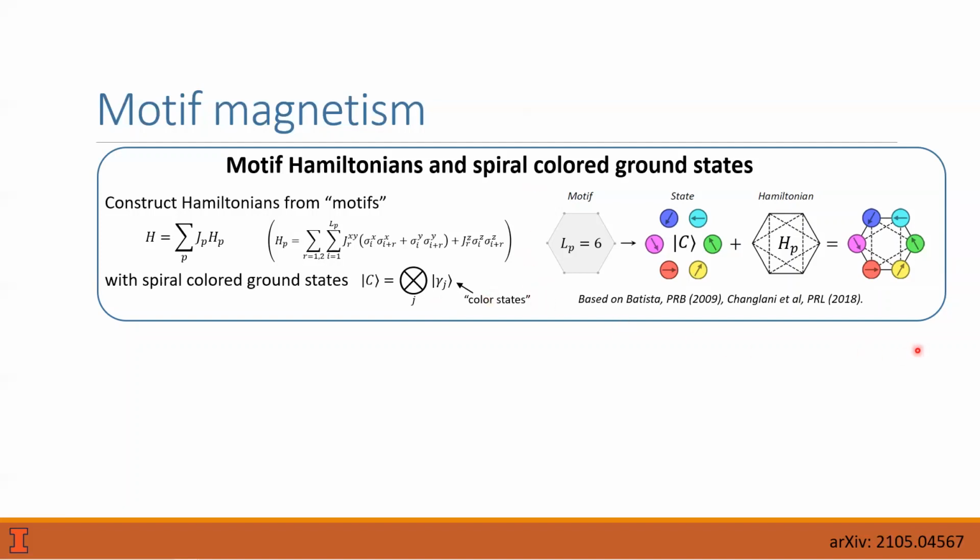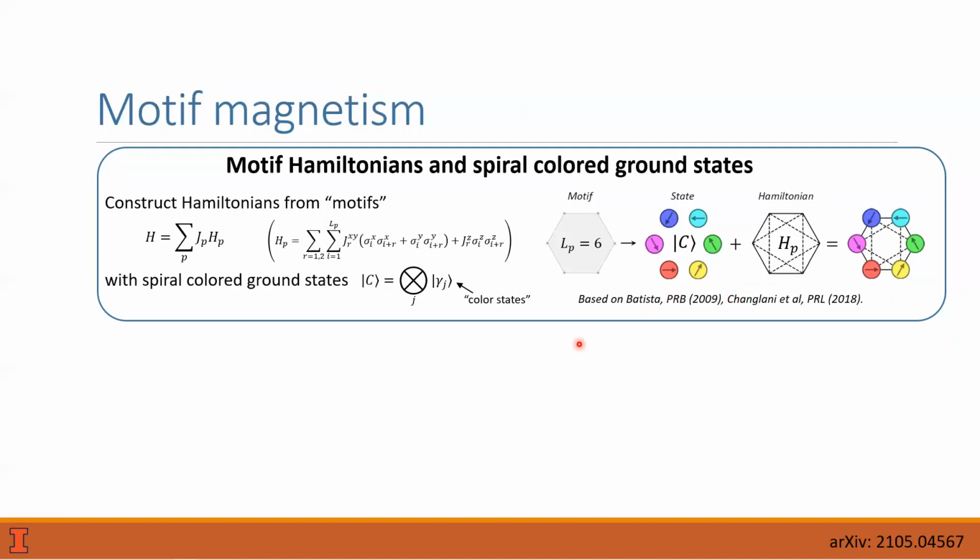Here on the right, I'm showing an example of what this looks like. Here is a motif made out of 6 spins shaped into a hexagon. And this is what the spiral colored state looks like on the hexagon. And this is what the Hamiltonian looks like on this hexagon motif. It's got nearest and next nearest neighbor interactions. And so using these Hamiltonians, you can just paste them together. And then by construction, the Hamiltonian you create on the larger system has these spiral colored states as ground states.